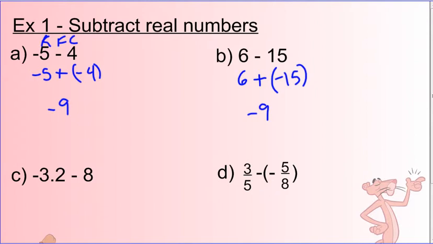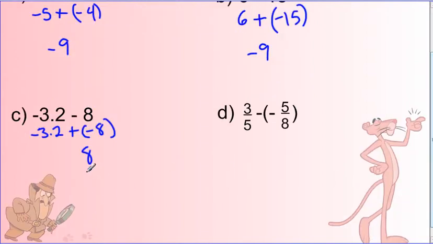All right, letter C. Now we've got some decimals. So first, let's do our KFC, because there's a subtraction sign here. So we keep the first number the same, flip the sign, change the sign of the second number. Now we do our addition rules because we have an addition problem. So the signs are the same, so we add. And we're going to add a negative 8 plus a 3.2.